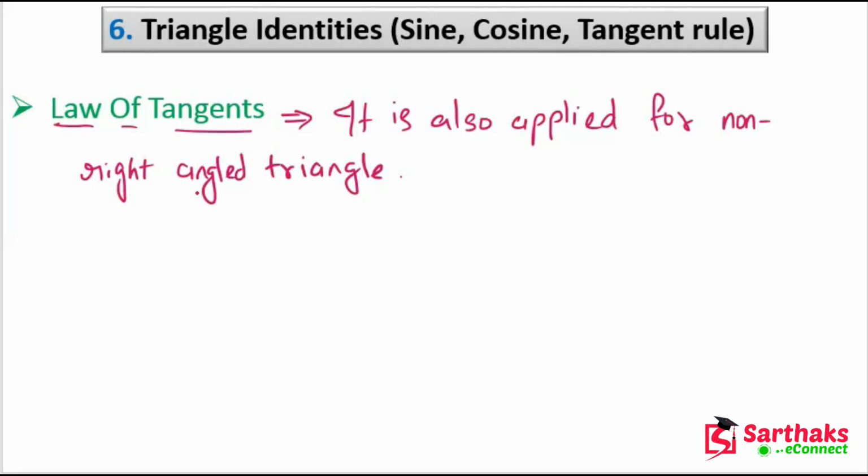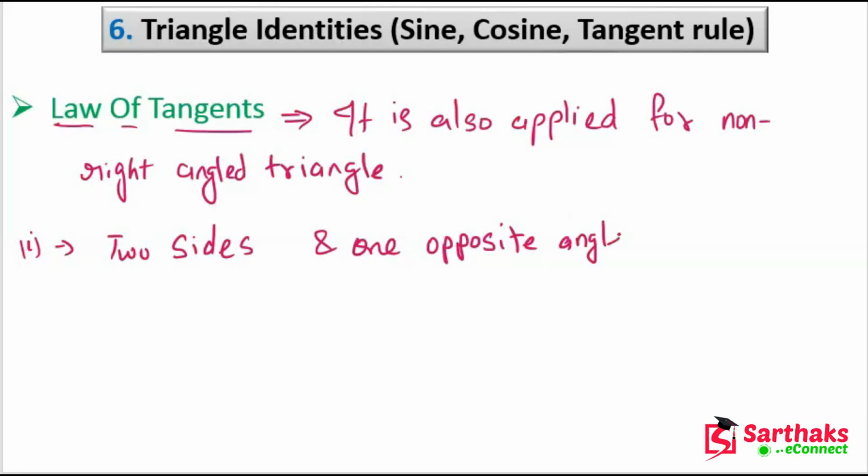Now, to understand this law in a better way, we need some pieces of information for a general triangle, which may or may not exist as a triangle. The four cases involved are: first, two sides and one opposite angle.